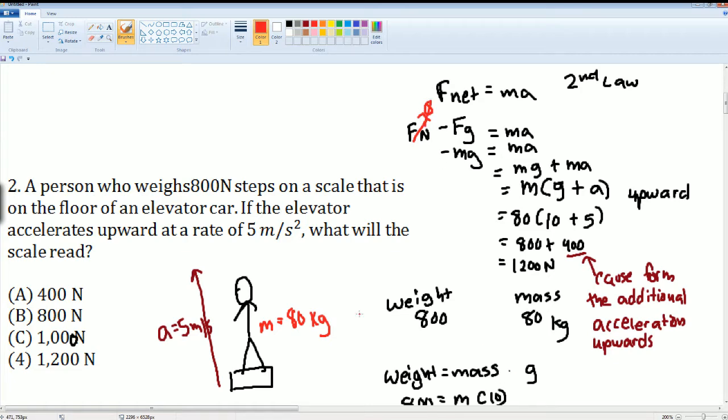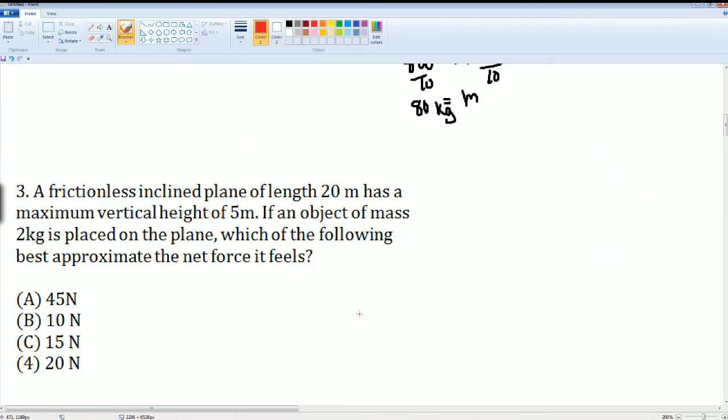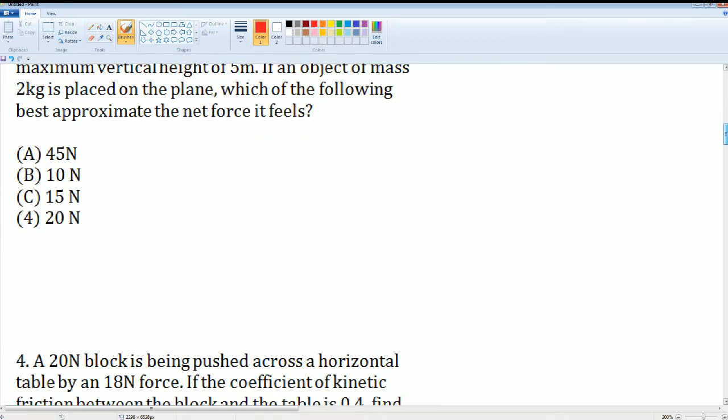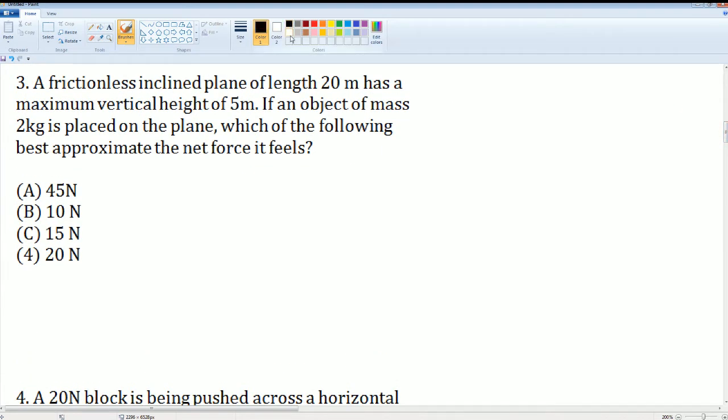Right. Okay. All right. So here we have a frictionless inclined plane for number 3, with a length of 20 meters and a maximum vertical height of 5. If an object of mass 2 kilograms is placed on the plane, which will best approximate the net force it feels? Ooh, this is a very good question, and there's actually an easier way of doing this. Okay, all right, let's take a look.